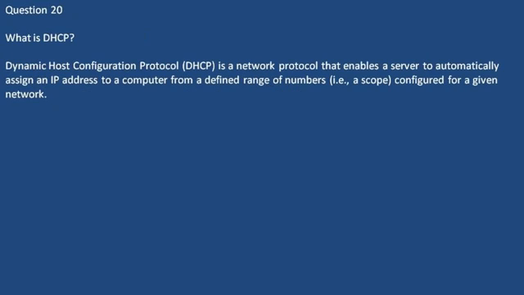Question number 20. What is DHCP? Dynamic Host Configuration Protocol. DHCP is a network protocol that enables a server to automatically assign an IP address to a computer from a defined range of numbers, i.e., a scope configured for a given network.